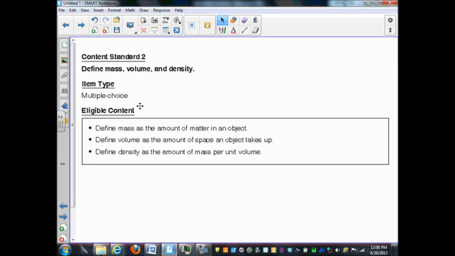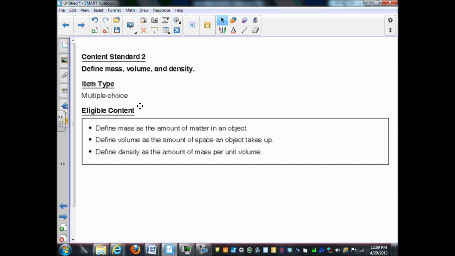This is the second video for helping you prepare for the 5th grade Alabama Science Assessment, and this one is covering Content Standard number 2. In this standard, you're going to need to know about mass, volume, and density. Primarily it's going to be definition, so you just need to be able to define these terms.